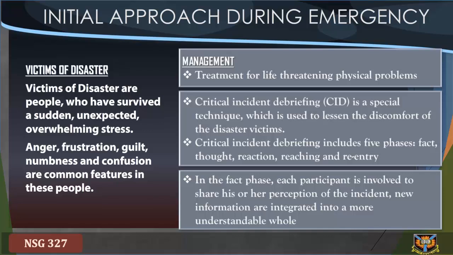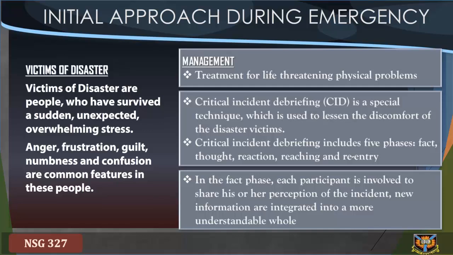Victims of disaster. Victims of disaster are people who have survived a sudden, unexpected, overwhelming stress. This is beyond what is normally expected in life, like in an earthquake, flood, riot, and terrorism. Anger, frustration, guilt, numbness, and confusion are common features in these people. Management: 1. Treatment for life-threatening physical problems.